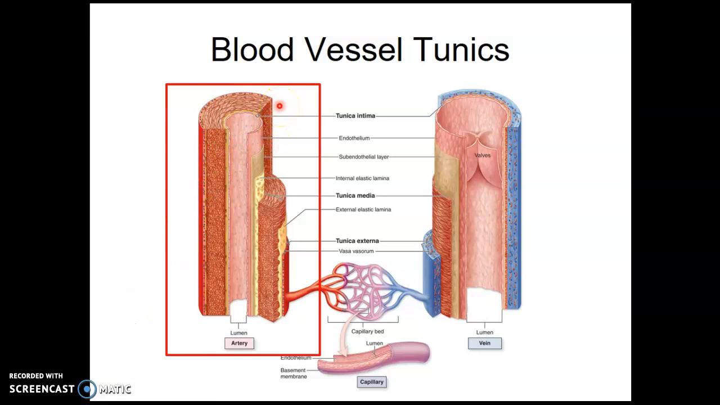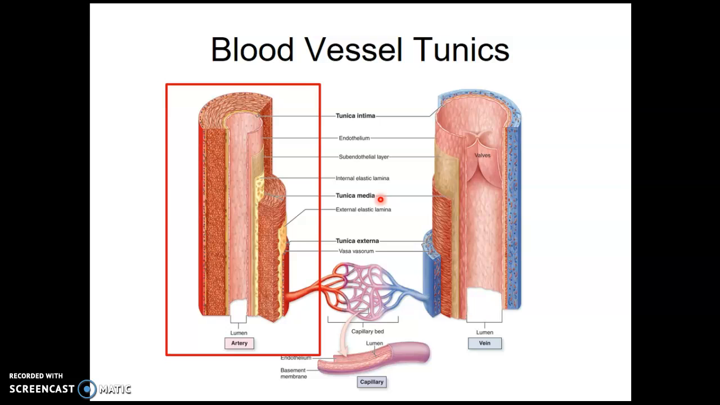We have the same three layers in the arteries as we do in the veins, but they're going to be different in nature: how big they are, how much space they take up, their importance, etc. We have the tunica intima, the tunica media, and the tunica externa. The tunica externa is on the outside of the blood vessel. The tunica intima is on the inside of the blood vessel, and the tunica media is the middle layer of the blood vessel that's made up of muscle.